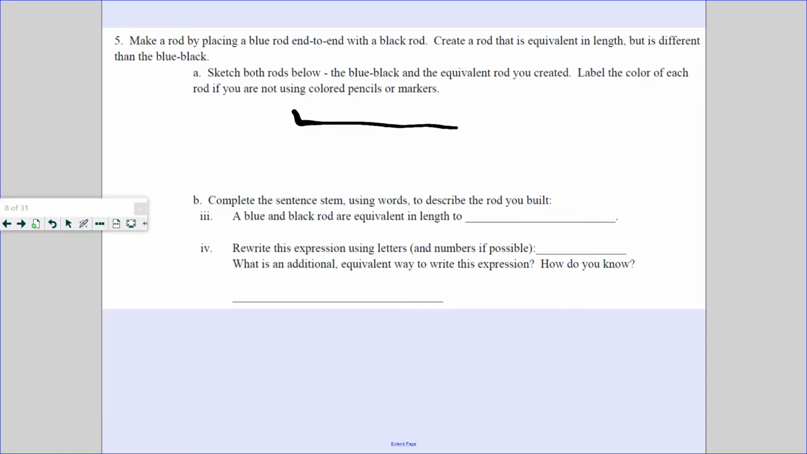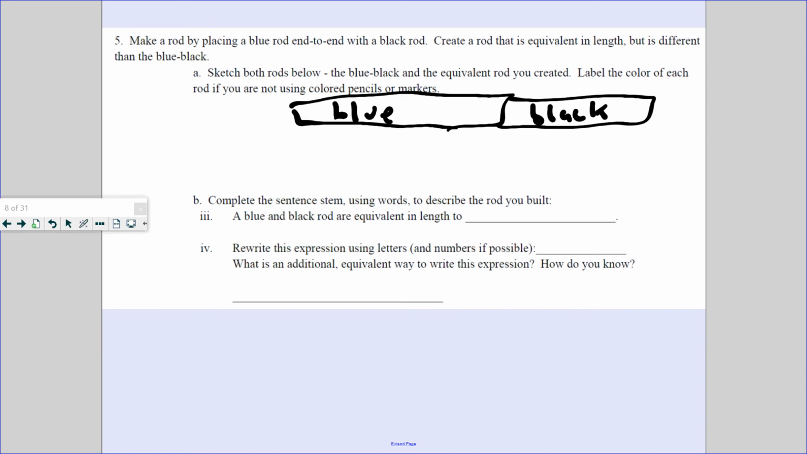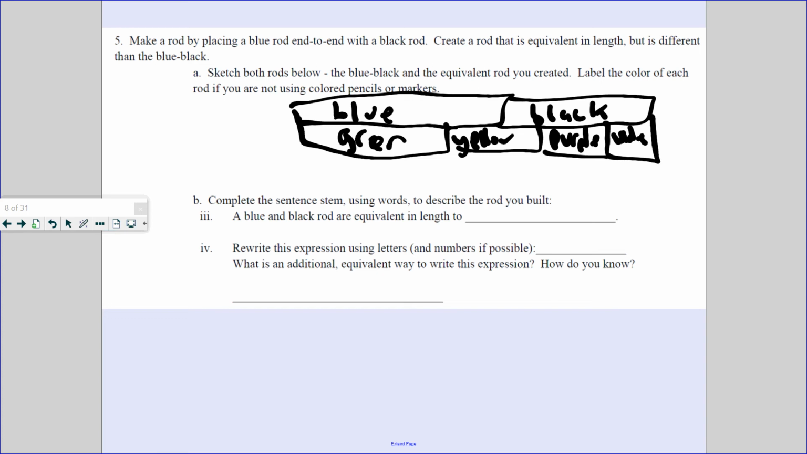So I had blue, and then I had a black, then I had a green, then I had a yellow, then I had a purple, then I had a white. So color each rod if you're not using colored pencils or whatever I did. Complete the sentence stem using rods to describe the rod you built.